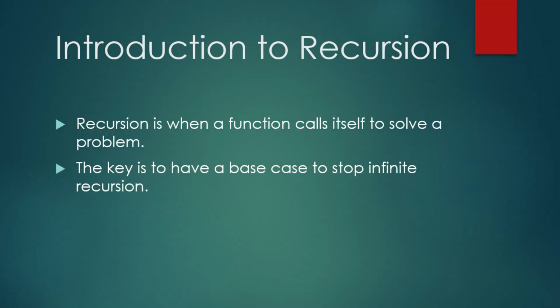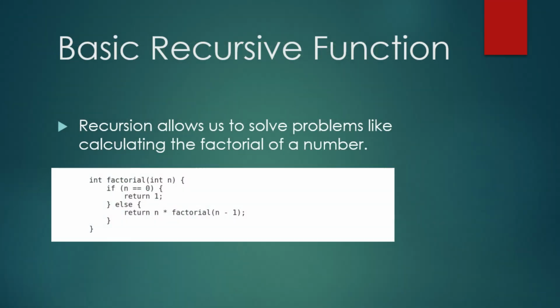Now, let's talk about recursion. Recursion is when a function calls itself in order to solve a problem. This is a powerful concept because it allows us to break down complex problems into smaller, more manageable pieces. The key to recursion is having a base case, which prevents the function from calling itself indefinitely. Let's look at a basic example of recursion by calculating the factorial of a number.